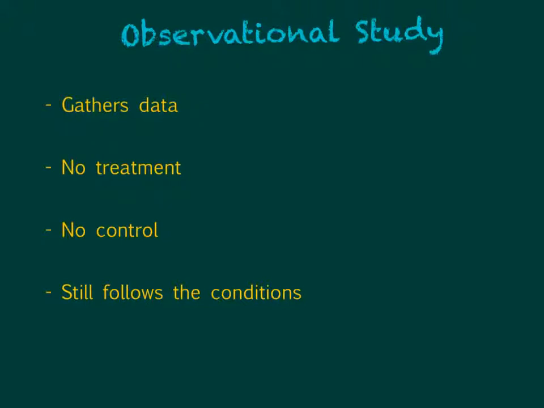So first we're going to go over an observational study and its difference with experiments. An observational study is defined as a study that observes individuals and measures variables of interest but does not attempt to influence the responses. Overall, it gathers data, a treatment isn't applied, there's no control, but it still follows the random, independent, and normal conditions. Types of observational studies include surveys or simple observations such as watching the behavior of animals in the wild or the interactions between teacher and students in the classroom. The results of this study can be applied to the population but usually doesn't give means for causation.